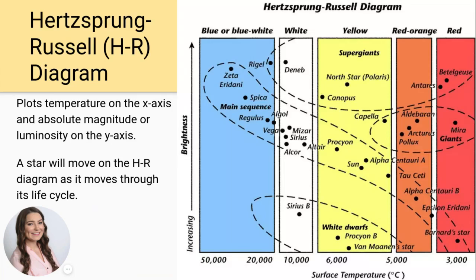Scientists use the HR diagram to understand how stars change over time. During its lifetime, a star will evolve on the HR diagram, moving on the diagram as it moves through its life cycle. You can see along the diagonal are main sequence stars like the Sun. Along the top are supergiants like Betelgeuse. In the middle on the right are giants like Pollux. And along the bottom are the white dwarfs like Sirius B.